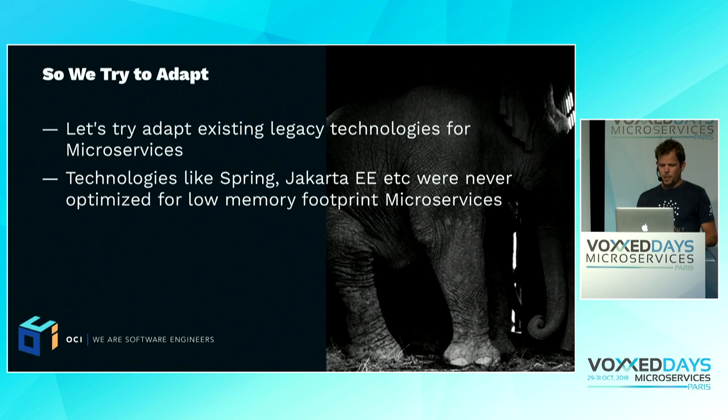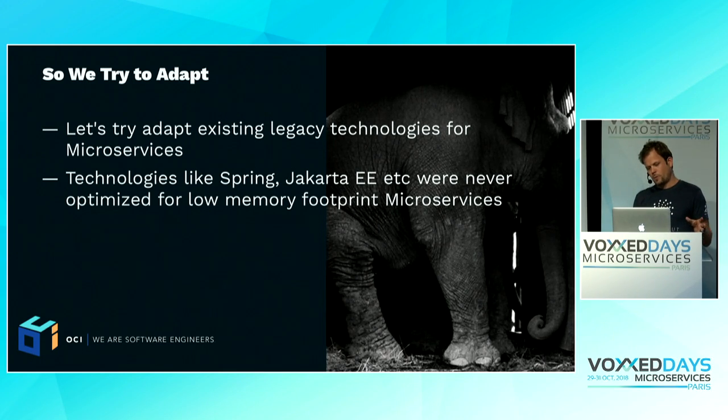And in that time, I think in the Java industry, we've tried to adapt existing, essentially legacy technologies for microservices. And the reality is that, if you look at technologies like Spring and Jakarta EE and so forth, they weren't designed at the time when microservices were designed. They were never really optimized for low memory footprint microservices.